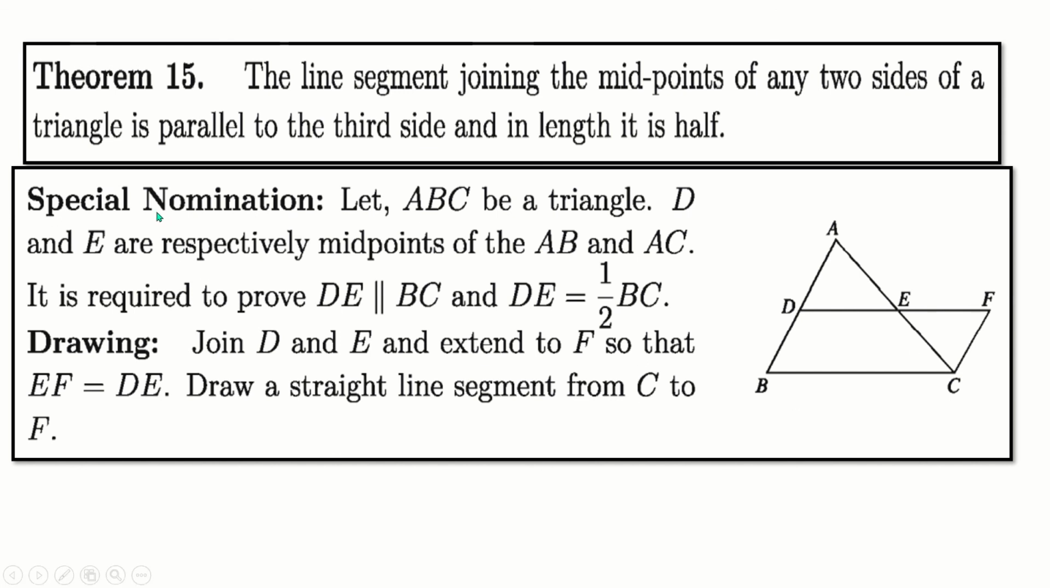Given: in triangle ABC, D and E are respectively the midpoints of AB and AC. It is required to prove that DE is parallel to BC and DE is equal to half of BC. Construction: join DE and extend to F so that EF is equal to DE. Draw a straight line, join CF.